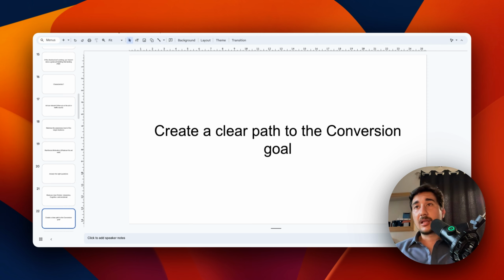The last one is a clear path to the conversion goal. I think it's really important that you make a whole journey to the conversion goal. If somebody is purchasing something, you have to build a full path for it, from the ad level to the landing page level to the conversion goal, which is a form or checkout. So, a clear path.